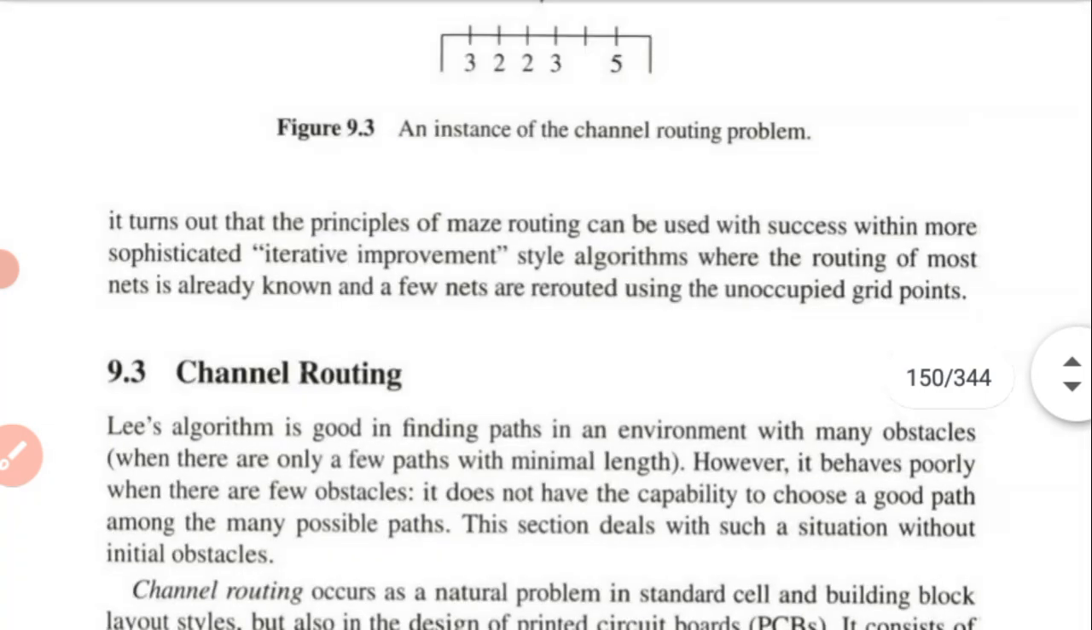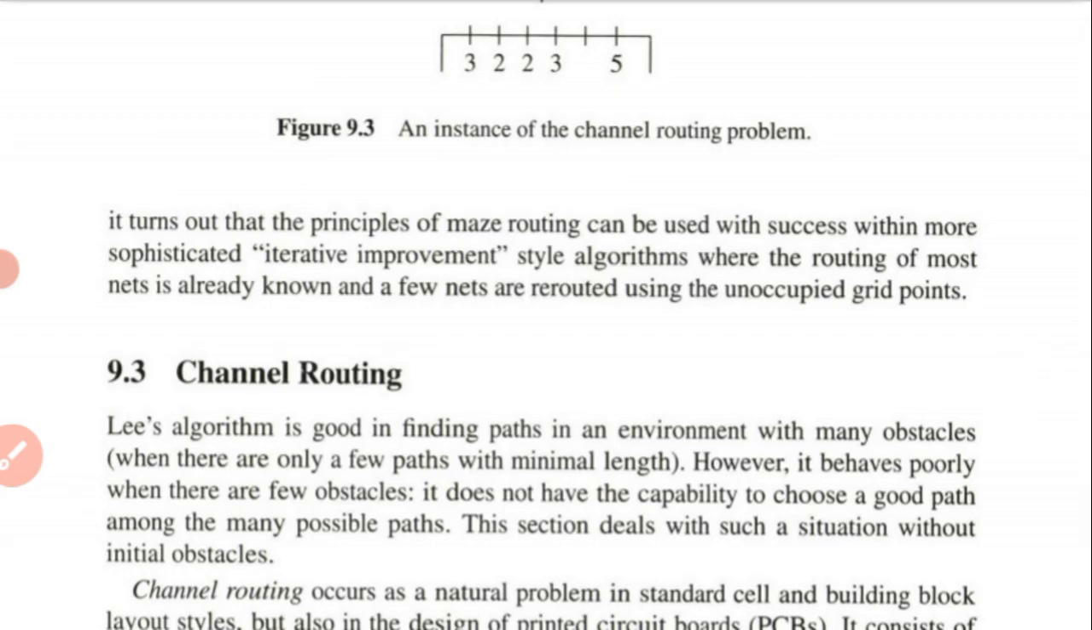In this, they first discussed Lee's algorithm. It is good in finding the path in an environment with many obstacles. If there are a number of obstacles, it is very good in finding the path. However, it behaves poorly when there are few obstacles. It does not have the capability to choose a good path among many possible paths.